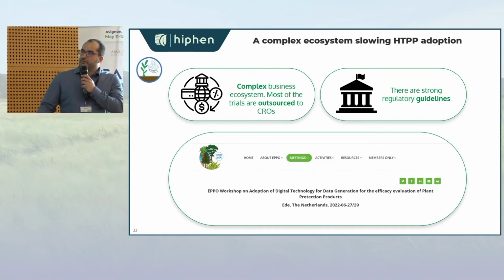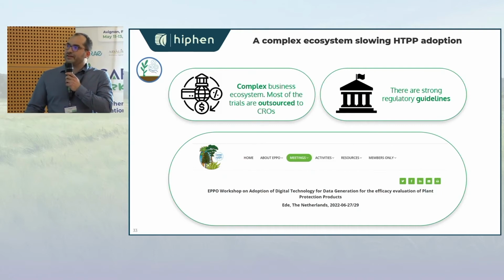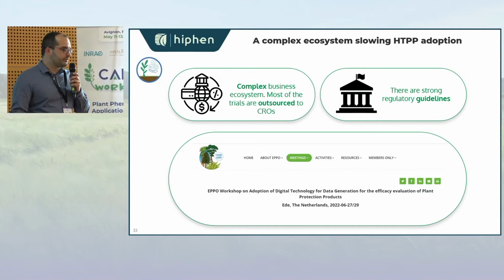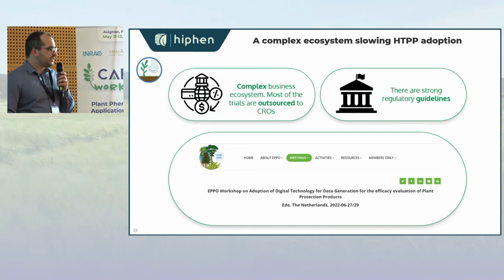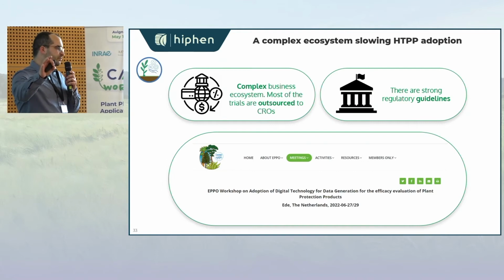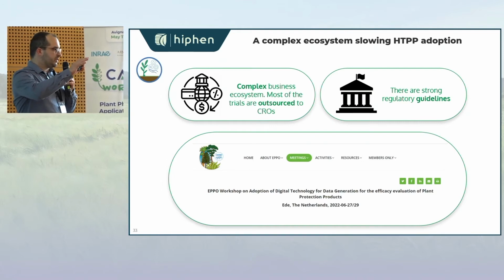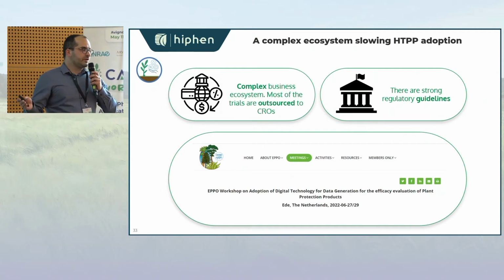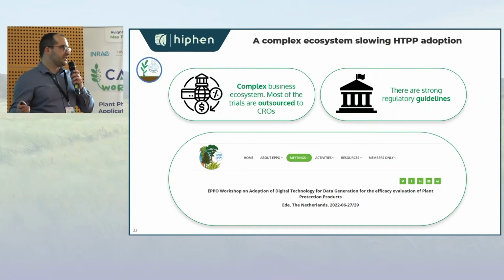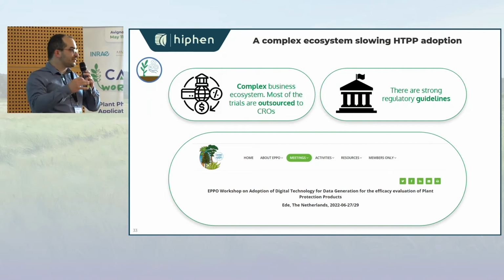Okay, so what I want to say is that this product evaluation, we're not speaking much of it because it's a very, very complex ecosystem. You have the companies that are making those products, you have CROs. Who is making the high-throughput phenotyping? Who is pushing? How do you make your business model there? Plus, you have a very strong limitation from regulation. There are the standards of EPPO.